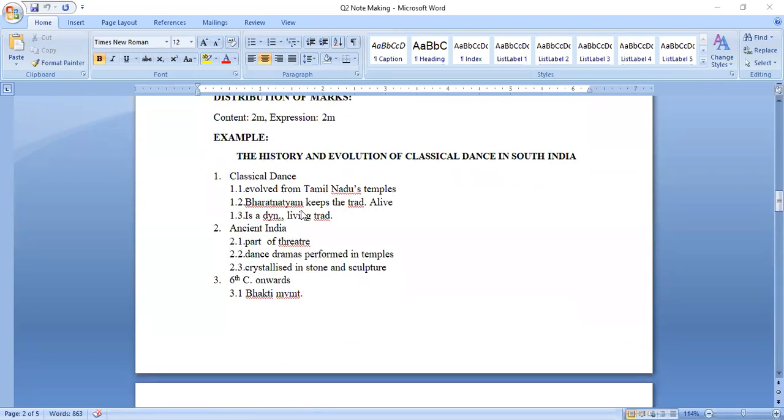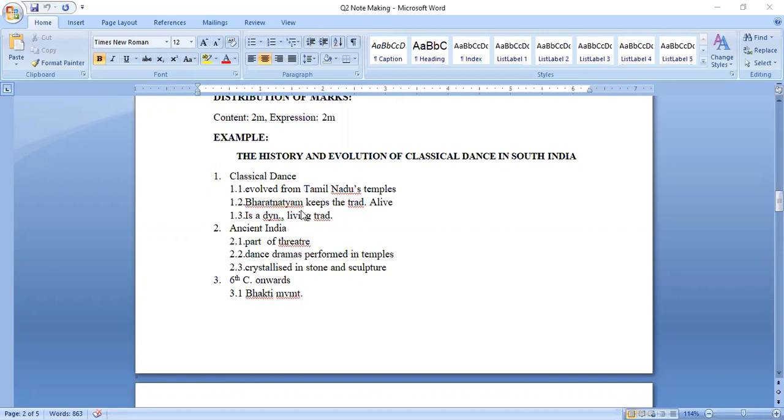So after reading a passage, that passage is related to the history and evolution of classical dance in South India. Do you know what classical dance means? We are always talking about classical dance, meaning Bharatanatyam and so many other forms. So we are taking the history and evolution of classical dance in South India. This is the topic based on our understanding of the passage. We have chosen that, so we have written that.